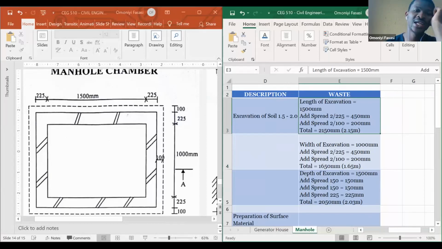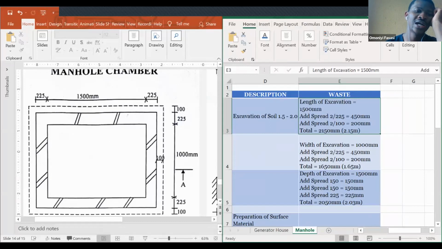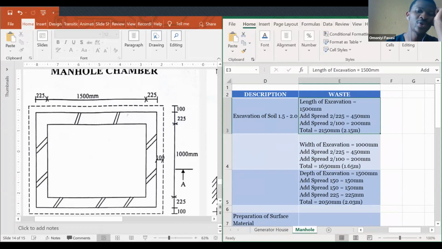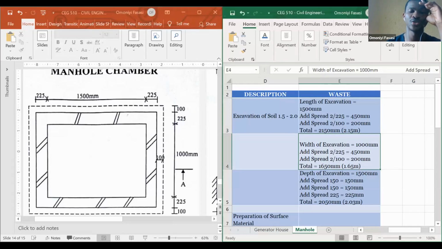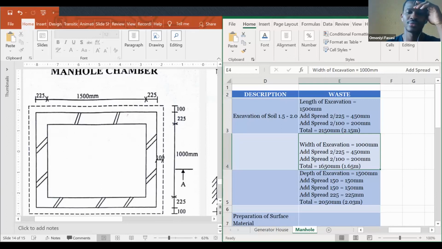Okay, so like I was saying, the length of the excavation is going to be this 150 here plus 225 and 225 plus 100 in two places. That's why I'm having 2 by 225, 2 by 100. So everything will be 1,500 plus 450 plus 200 to give us 2,150 mm. Are we good? You do the same thing for your width. And for the depth, you can always go to the section to sum up from top to bottom.